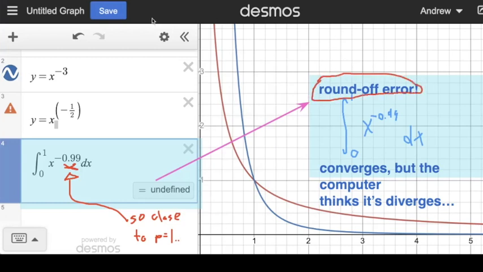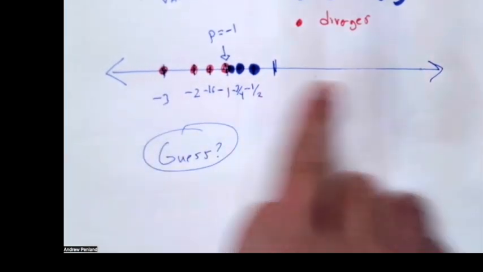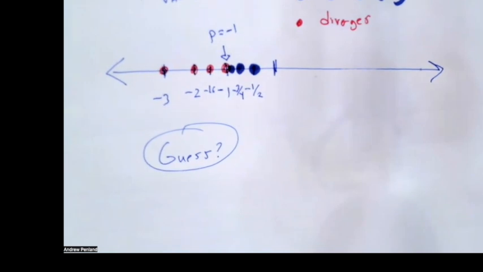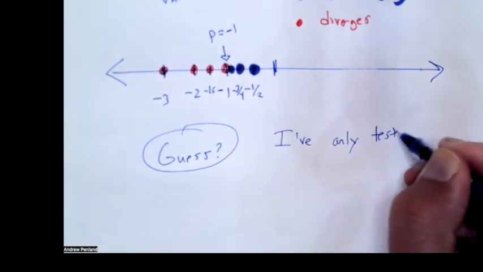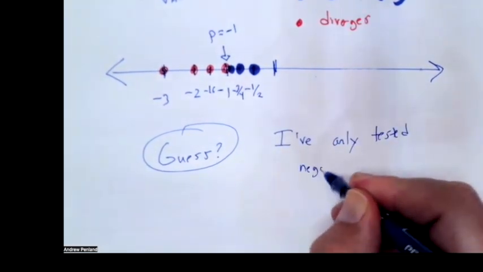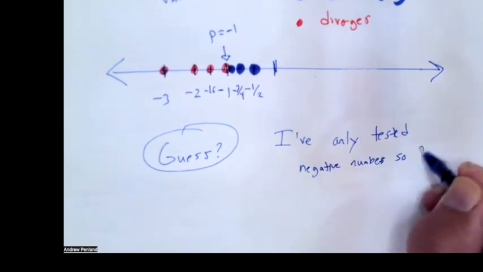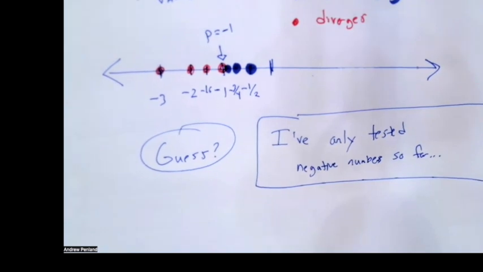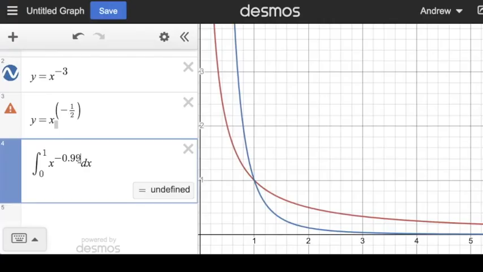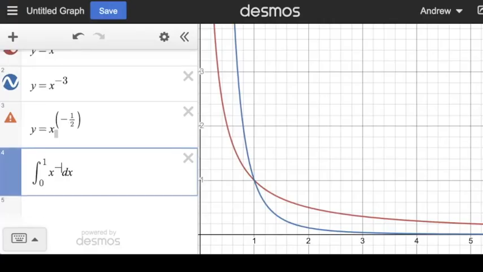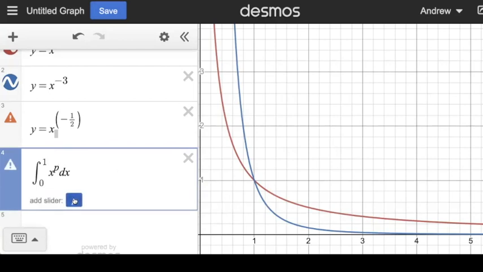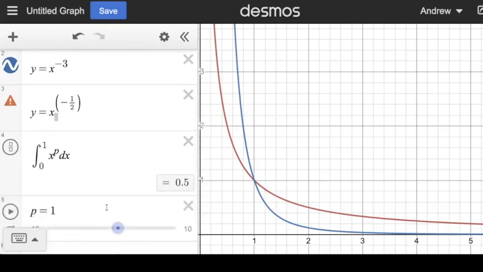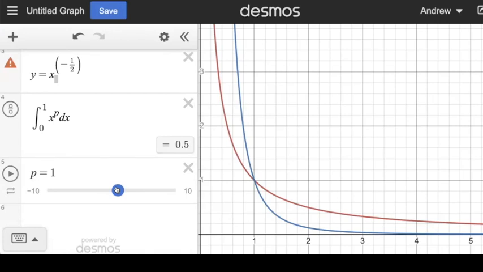The second thing that we really want to look at here is that I've only tested negative numbers. So I also want to test positive numbers. Now, it's really cool that I've been able to type these in one by one, but instead I'm going to create a slider. I'm going to put x to the p and add a slider here for p. So this will allow me to generate data really quickly.